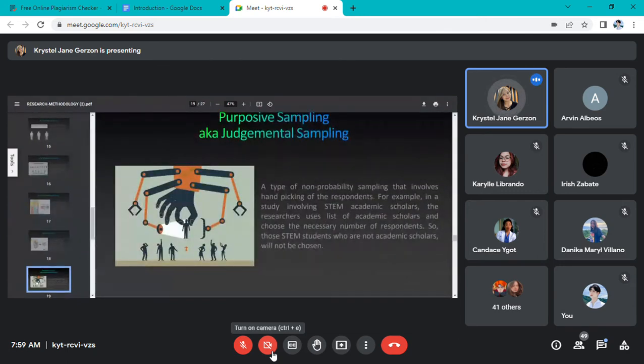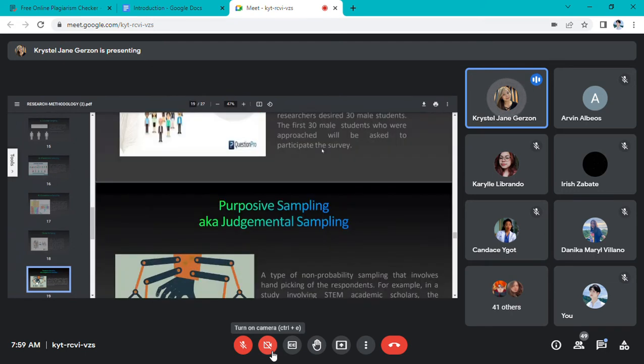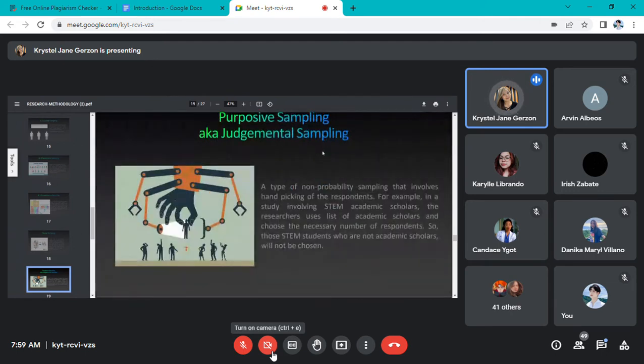Then purposive sampling. Purposive sampling, guys, is again another type of non-probability sampling, which involves hand-picking of the respondents. Always remember, guys, that when we say purposive sampling, we have criteria in choosing the respondents. We do not just choose them randomly, but we have a set of criteria that we have to follow in looking for participants. So you would still have to assess the participants if they fit the criteria you are looking for as respondents.